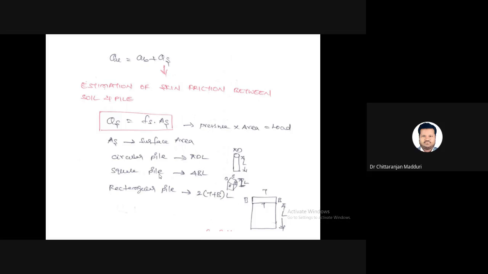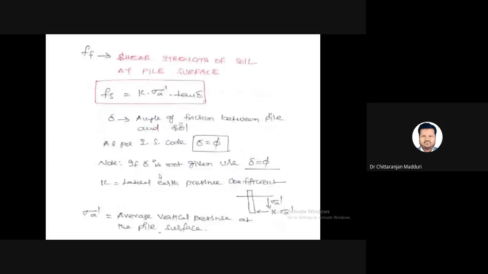For a rectangular pile, it is 2 into length plus width of the pile into depth of the pile, 2(L plus b) into depth of the pile. FS is known as shear strength of the soil at pile surface. It is given as K into sigma A dash into tan delta.